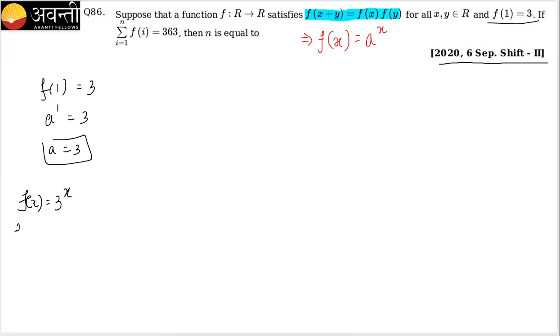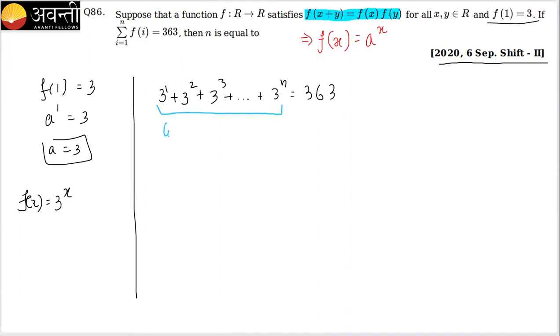What has he said? He needs the summation, so it is given that summation i equals 1 to n, that means 3 raised to 1 plus 3 raised to 2 plus 3 raised to 3, up to 3 raised to n, is equal to 363. So what is this? This is a GP. This is a GP with first term 3, common ratio also 3.